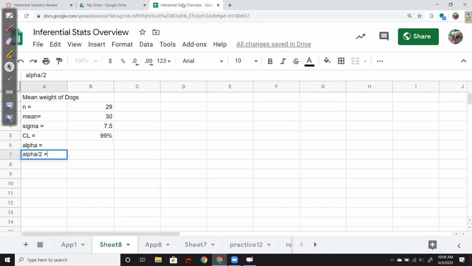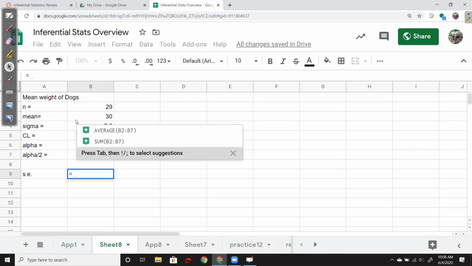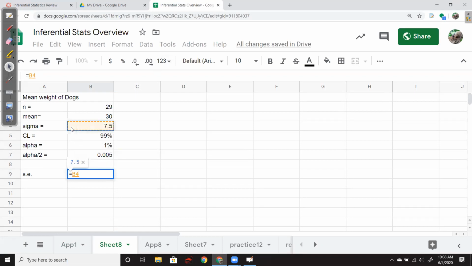Tail. So alpha, remember, is always equal to 1 minus the confidence level. And then we split that in half for the tails. Okay, and then I said I needed the standard error. And that's the standard deviation for the sample means. And that's always some population or sample standard deviation divided by the square root of the sample size.